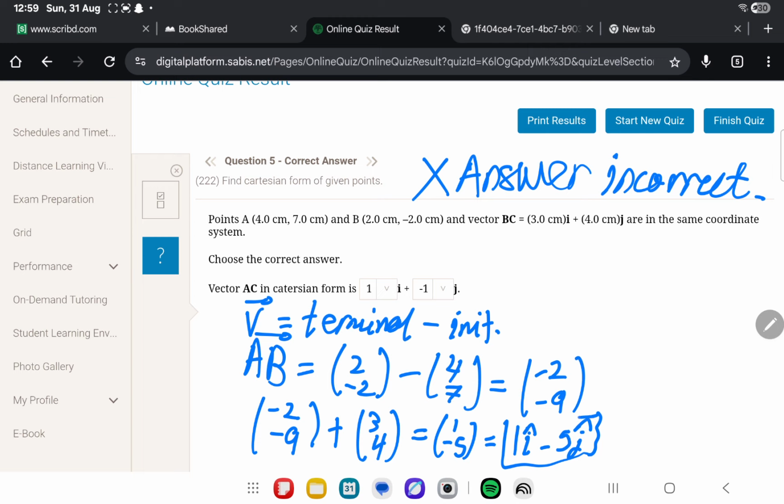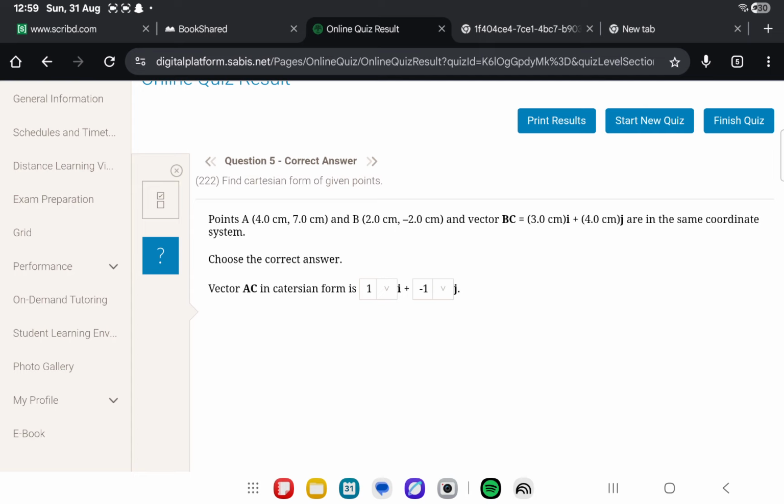This is the correct answer. However, it's given here as 1i minus 1j. This is the wrong answer. The quiz is incorrect for this question. The other way to do it is you can find point C, and then you can do C minus A. It's the same exact method but in a different order.